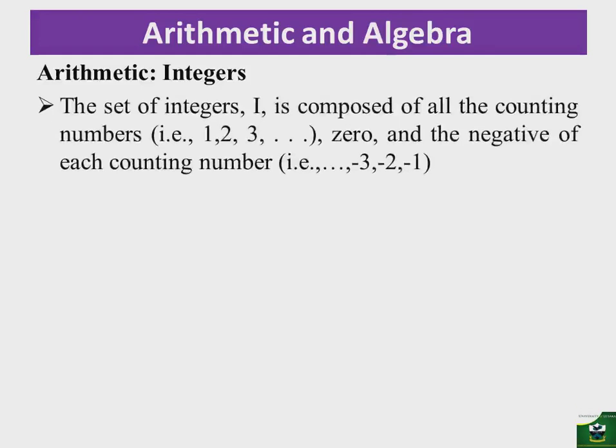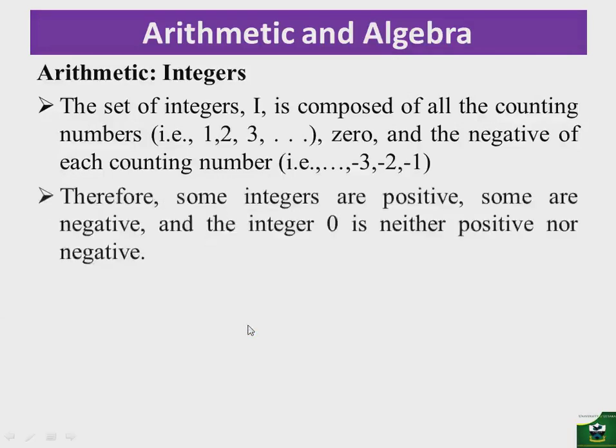So the set of integers I is composed of all the counting numbers, that is, numbers ranging from 1, 2, 3, and so on. 0 and the negative of each counting number are also part of the integers. So we have 0 in the middle, and then we go to the negative. If we were to present just integers alone on a given line, let me redraw this line. So on a line like this one, you will have 0 here. All whole numbers this side are positive integers, and all numbers going this side are negative integers, and so on.